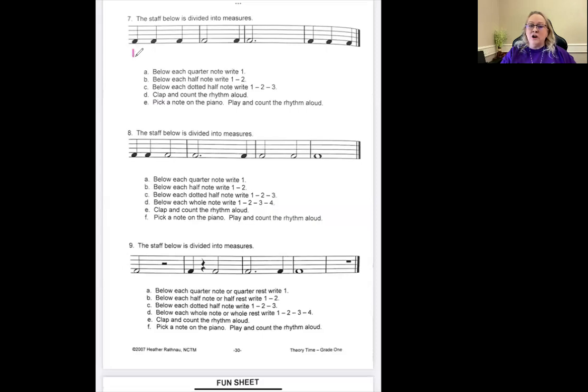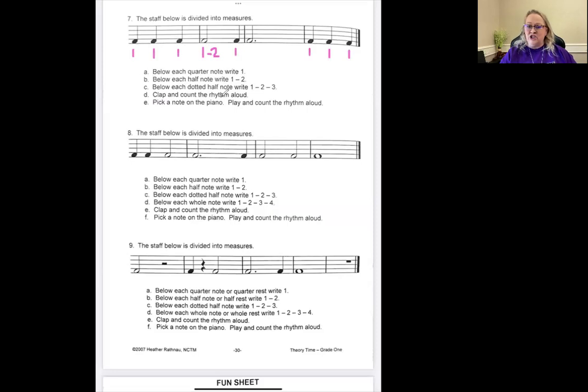Okay, so we can just go and write ones below every quarter note if we want to go ahead and do that A part. 1, 1, 1. Later, we'll change things up a bit. We're going to do this a little bit differently later on. Below each half note, write 1, 2. You can put that dash in there if you prefer.